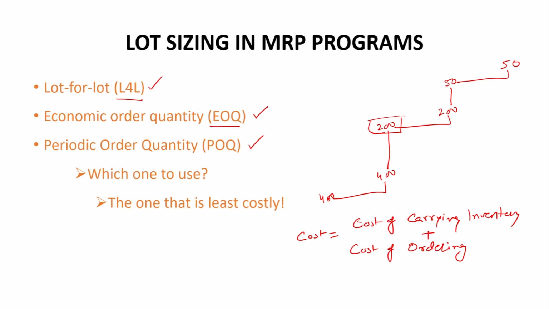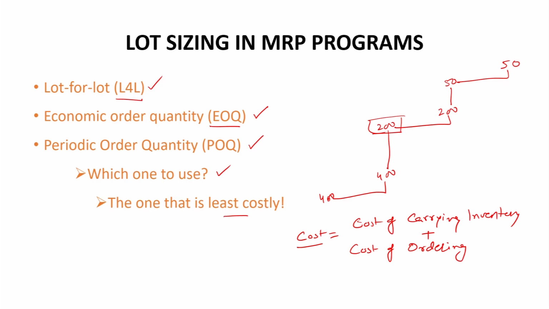So, 2 types of cost we will consider, and based on that we will decide which particular lot sizing is good for a given demand data, a given bill of material data, or a given MRP program. And as I said, which one to use? The one which is least costly. So, we will see that cost, which consists of cost of carrying inventory and cost of ordering, and the lot sizing method which gives the minimum cost, we will select that.